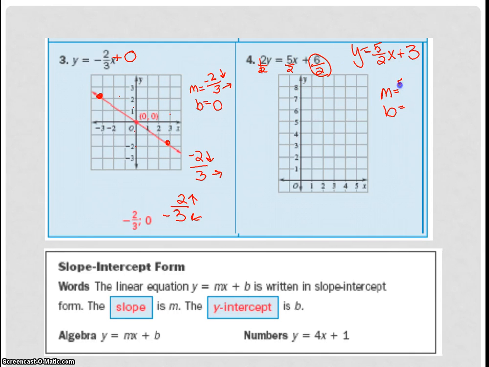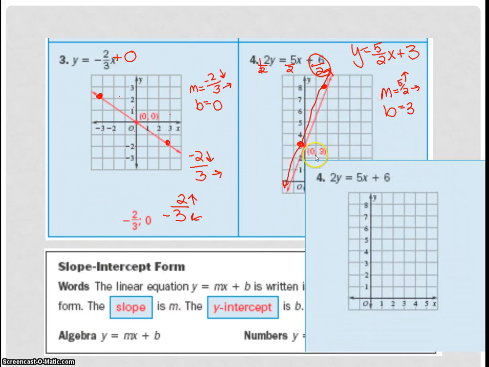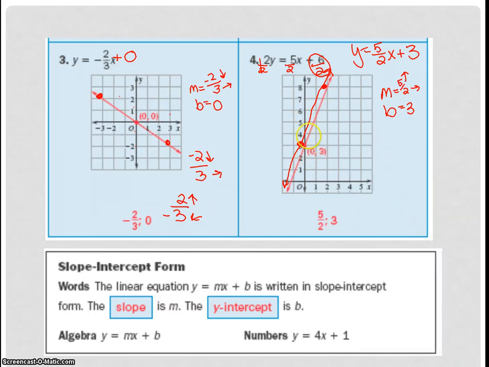Number 4, the slope is 5 over 2. Remember, keep it as an improper fraction. It's going to make it easier to see the rise and the run. B is 3. So at the y-intercept, it's 3. 5 is up, 2 is right. 1, 2, 3, 4, 5, 2 right. And there's your line.